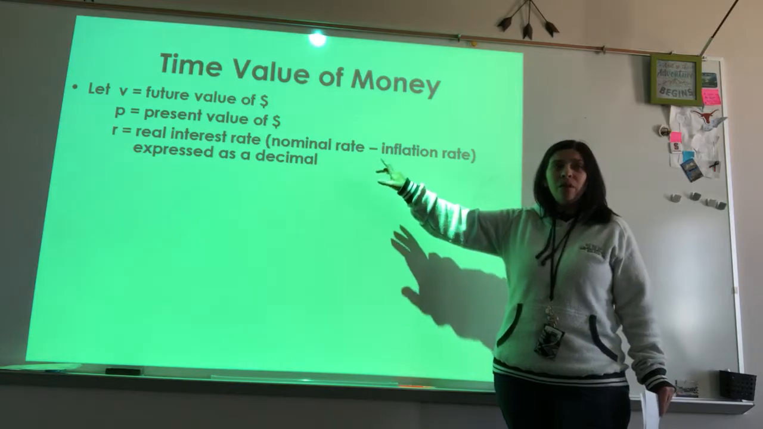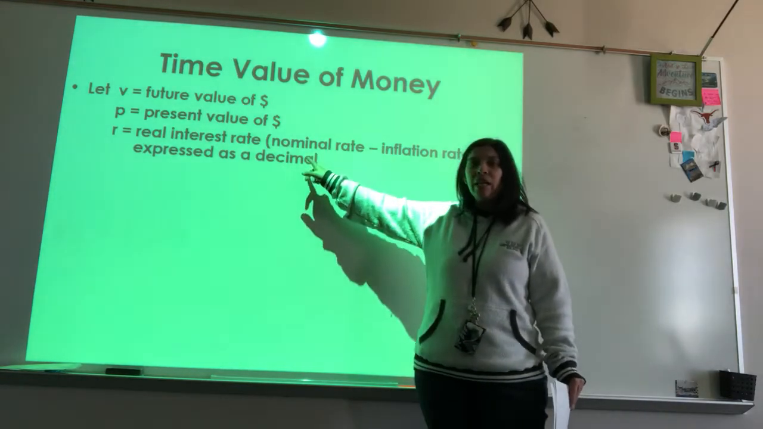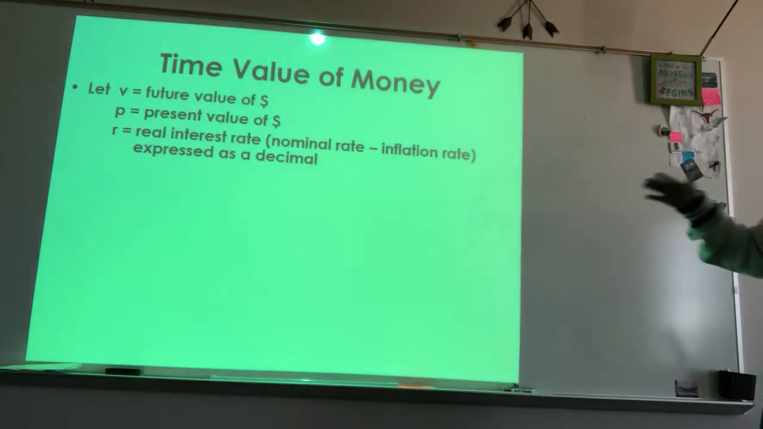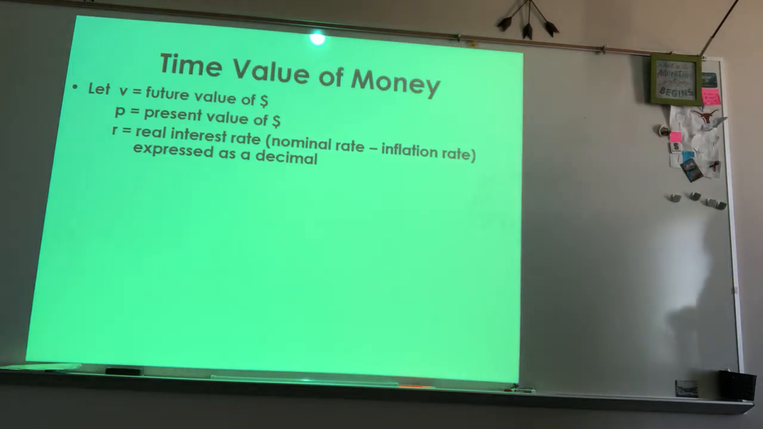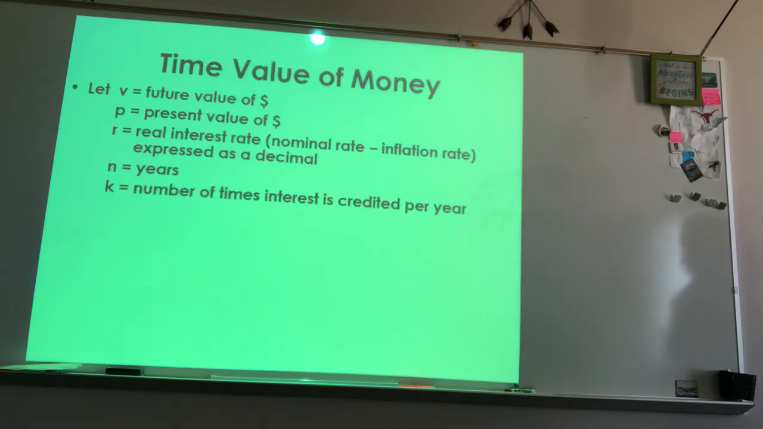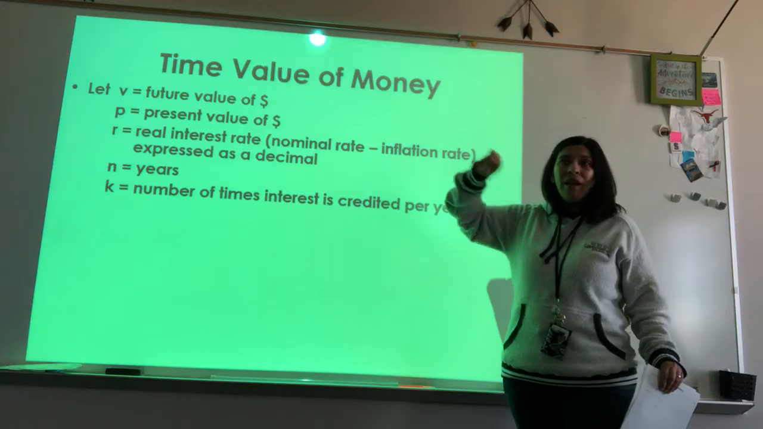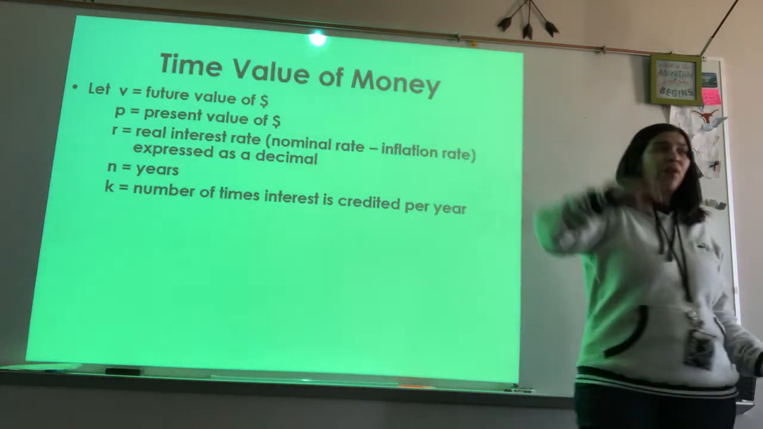Remember we took the nominal, which has that I, so what does it have in it? Inflation. I take the nominal rate, with inflation at that time, minus that inflation rate, which we already did on the last test, remember? And then N is the number of years, and K is the number of times interest is credited per year. So many of y'all don't realize if you get a credit card, they account interest every single month. So that would be 12 times a year, times that rate, and the present value compared to the future value of your money.